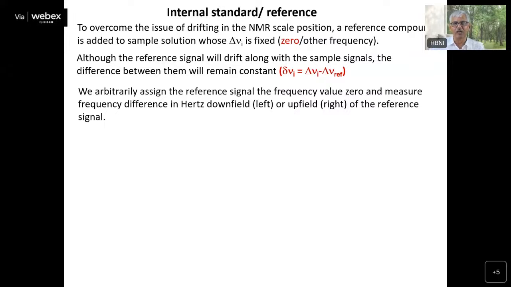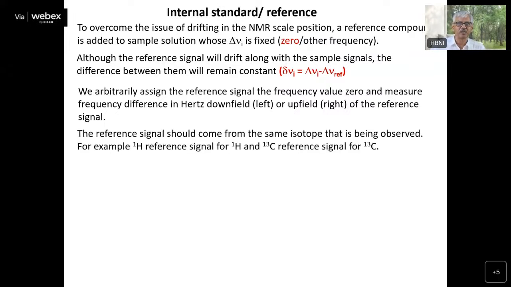If it is downfield, I have already shown you that it will be towards the left of your spectrum, and upfield will be towards the right side of the reference signal. It is also very important that the reference signal should come from the same isotope of the reference chemical. Suppose you are measuring proton, it should come from the proton signal of the reference compound. Similarly, if you are recording carbon-13, it should come from the carbon-13 nuclei of the reference sample.